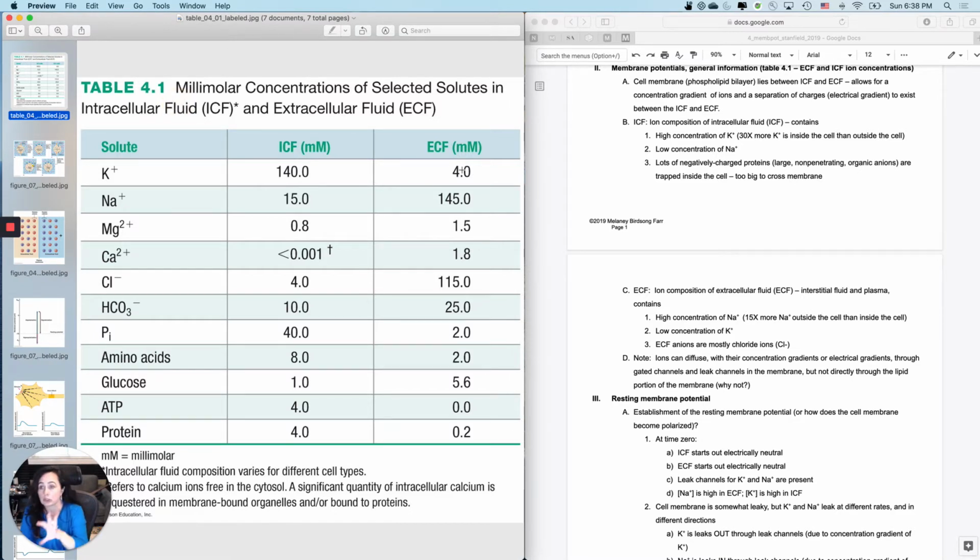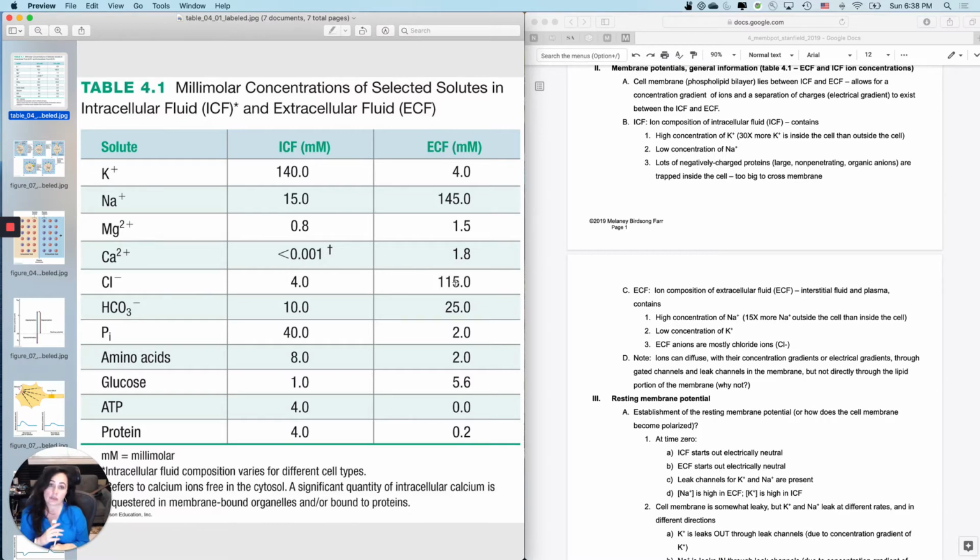I just want you to look at the relative concentrations of, for instance, sodium and potassium, and we know those are going to be really important. There are some other things as well: amino acids, far more proteins in the intracellular fluid, and far more chloride in the extracellular fluid.